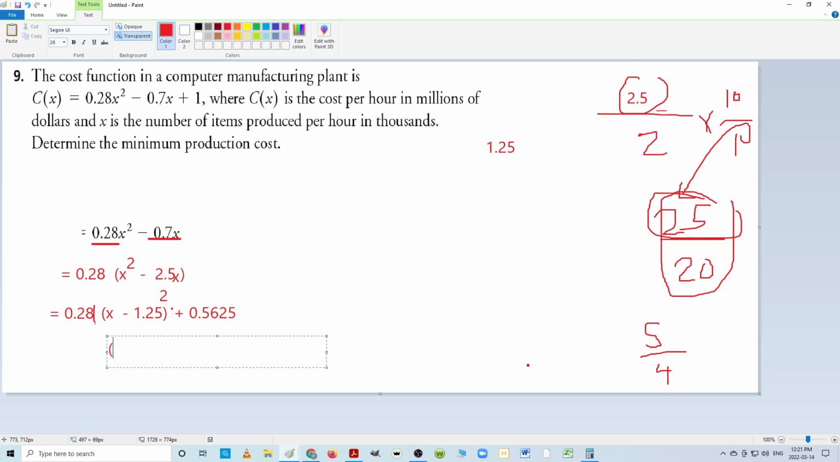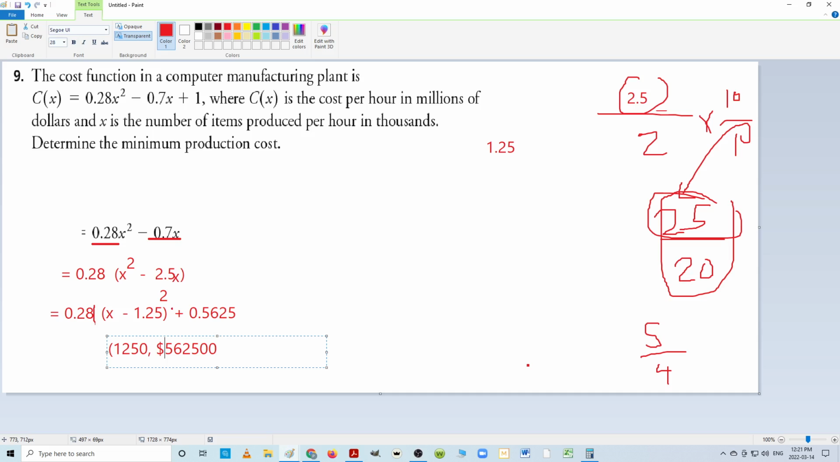Well, my minimum cost is to produce 1,250 items, because that 1.25 represents 1,000. And the millions of dollars it'll cost me is 500,000, because I have to multiply that second one by 1 million, because it's in millions of dollars. So you have to multiply your items by 1,000 and your min cost by 1 million, because the question says it is the cost per hour in millions of dollars.